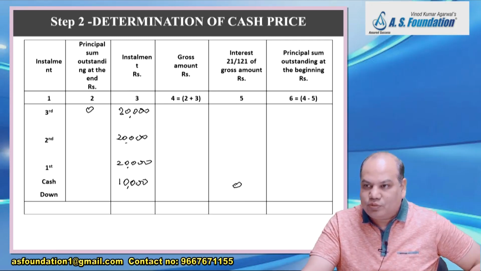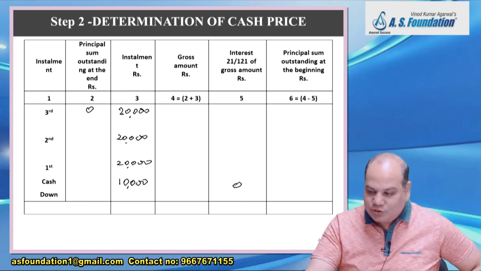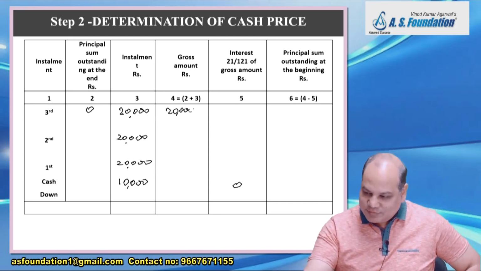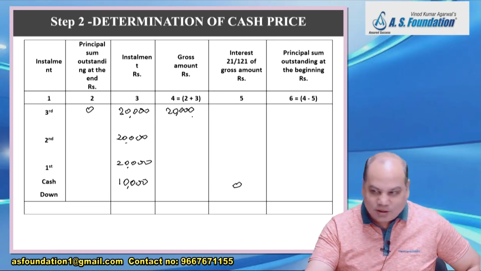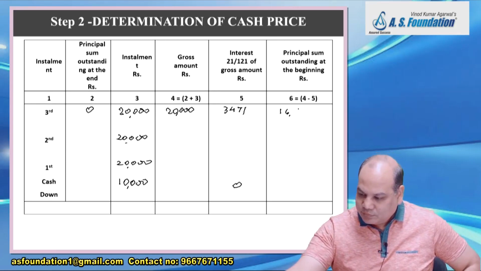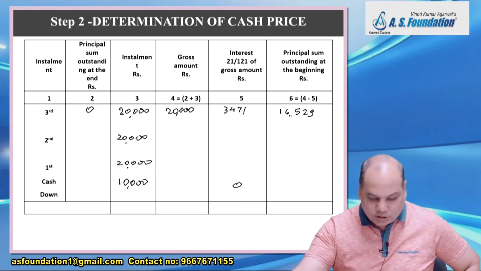4 is equal to 2 plus 3. 6 is equal to 4 minus 5. Start solving. 0 plus 20,000 is 20,000. Multiply by 21 by 121, how much is it? Round off. 3471, balance 16,529. Is it right?